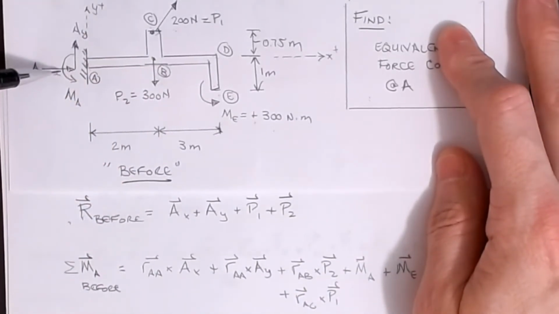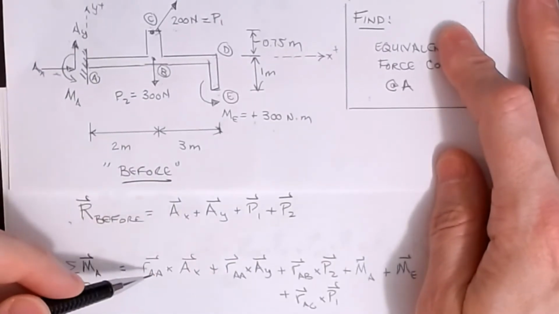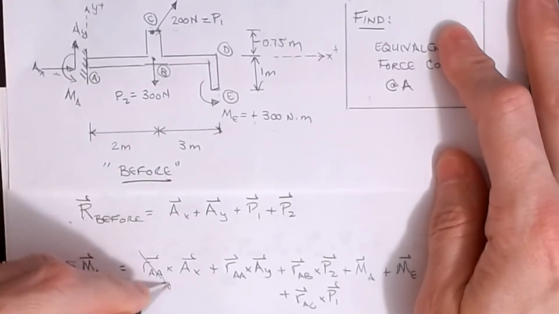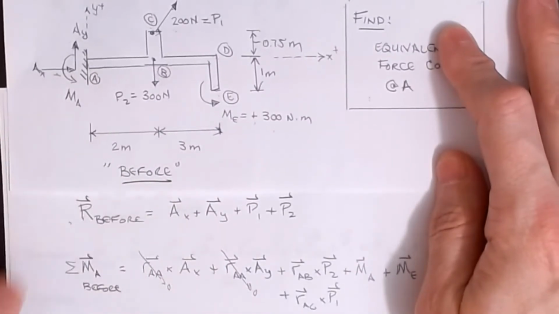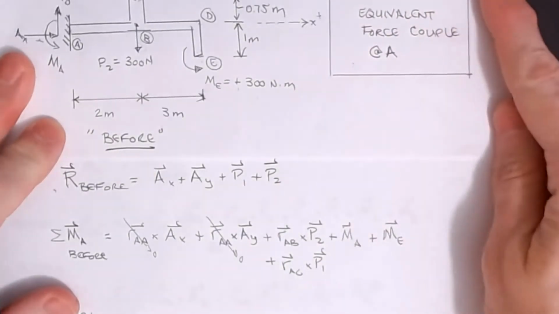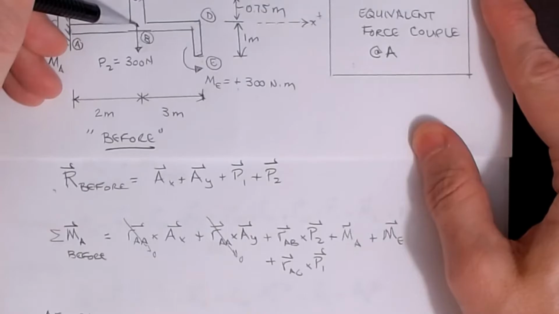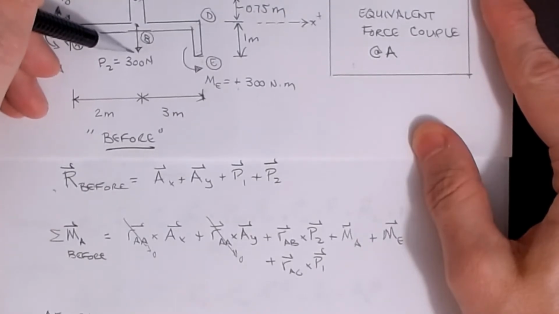So we have a position vector from A to A where AX is acting, and from A to A where AY is acting. So that's these first two terms. We know that that's a 0, and we know that that's going to be a 0, which will knock out those two terms altogether, regardless of their value. We then get the position vector from A to B crossed into the P2 vector.